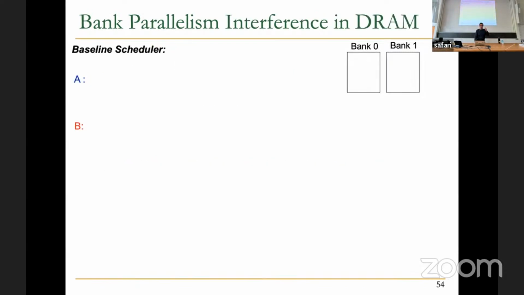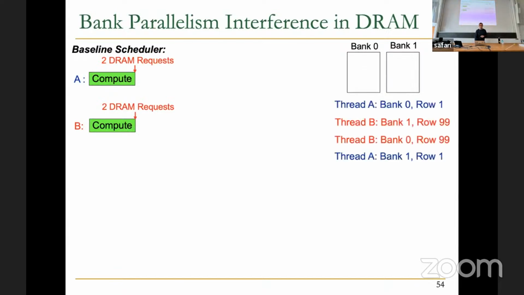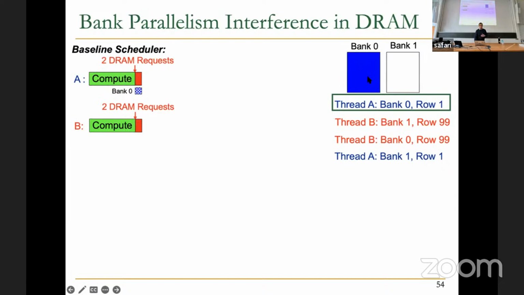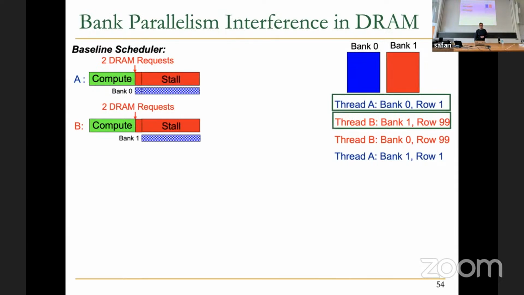Okay, let's take a look at how a baseline scheduler may do badly when you're running 2 threads together. 2 threads are going to do exactly the same thing. They're both going to compute, generate 2 DRAM requests each. These will arrive at the memory controller in this order, let's say. Let's assume that the memory controller services them in the order that's shown over here. It first takes thread A's request, schedules it to bank 0. Both threads stall. And then takes thread B's request, schedules to bank 1. Both of them continue to stall.